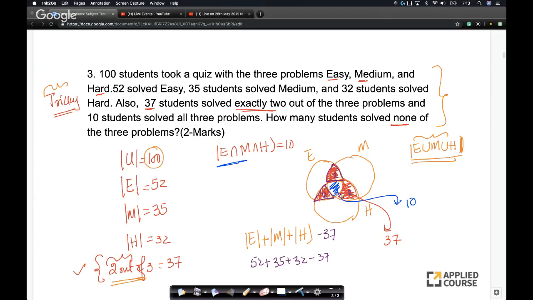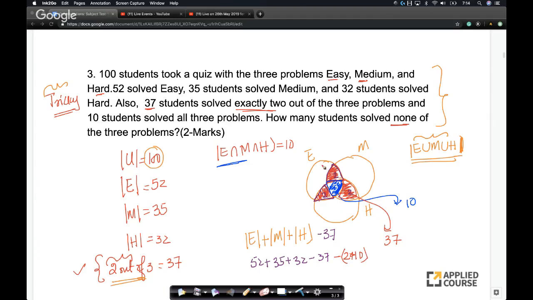Now comes the interesting part. What about this blue region? Let me not change the color here. This blue region was counted 3 times. It was counted in E, it was counted in M, it was also counted in H. So it got counted 3 times, which means I have to subtract 2 times of this. And I know the size of this blue set is 10, which means I have to subtract 2 times that to compensate for it.